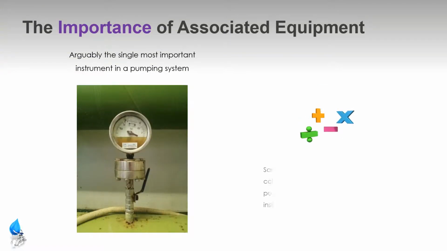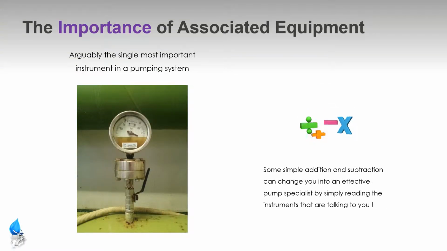The importance of associated equipment. Arguably the most important instrument in a pumping system is a pressure gauge. All instruments, as we've just discussed, are extremely important, and having them at your disposal is paramount to ensuring that you have an effectively run and maintained system.